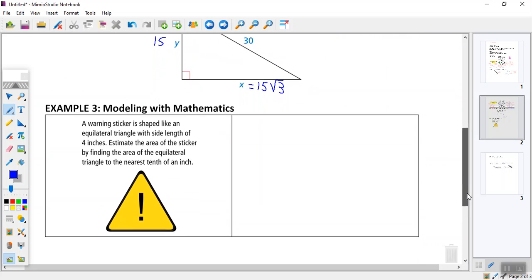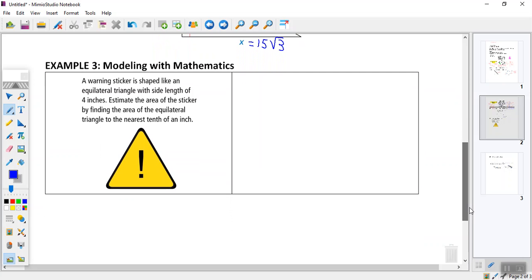This is a great example. It says a warning sticker is shaped like a, what kind of triangle? With side lengths of what? Okay, so this would be 4. This would be 4. This would be 4, right? What are we trying to find? So the interior here, right? Estimate the area of the sticker by finding the area of the equilateral triangle to the nearest what?